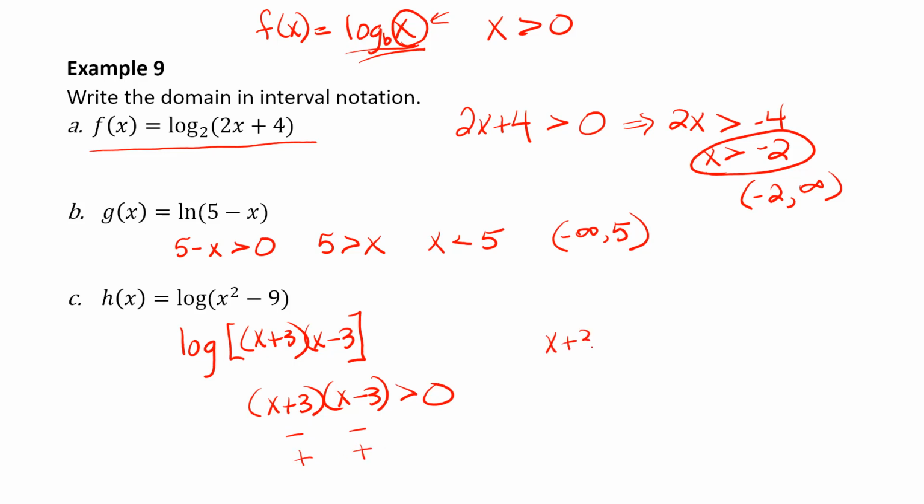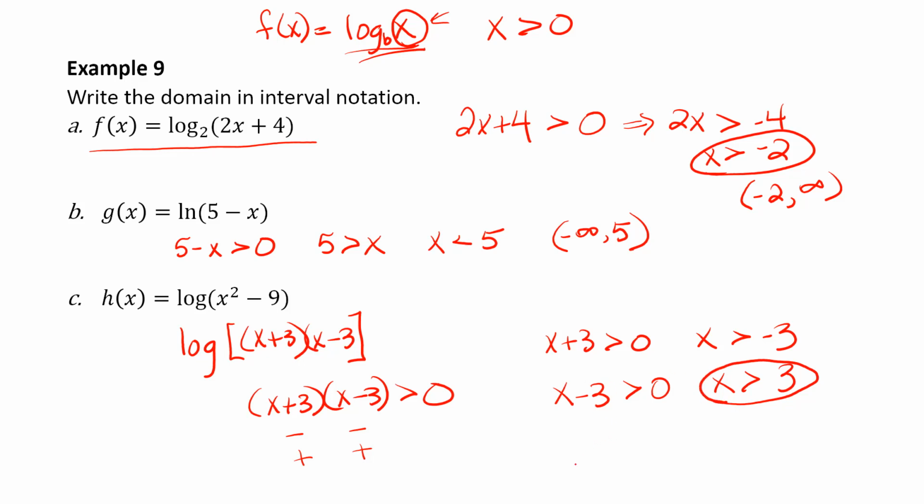So x plus 3 is greater than 0 when x is greater than negative 3. x minus 3 is greater than 0 when x is greater than 3. So both positive, x has to be greater than negative 3 and greater than 3. Well, when does that happen? That happens when x is greater than 3, because if it's greater than 3, it's greater than both. So x has to be greater than 3 for that to happen.